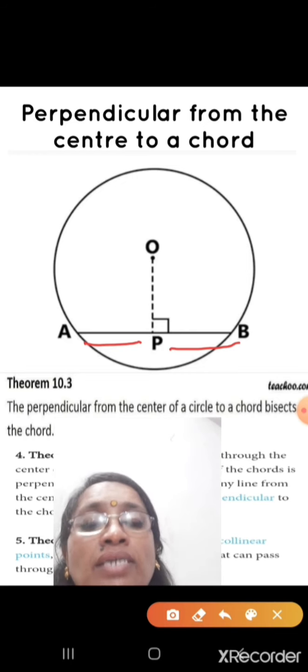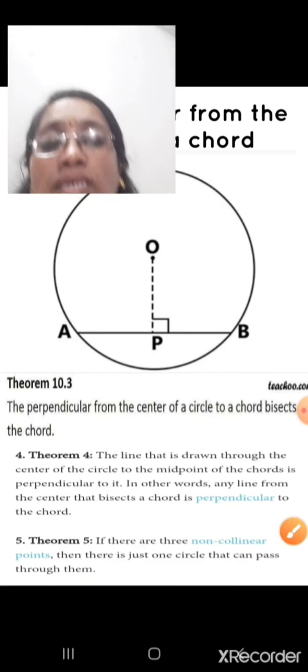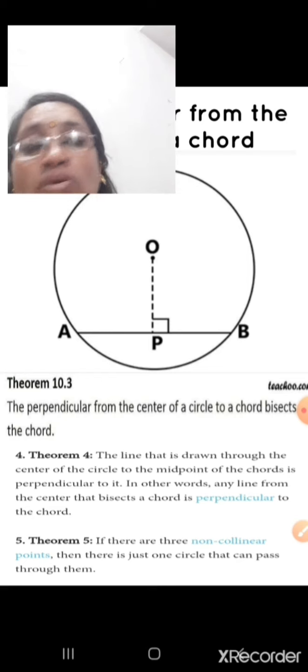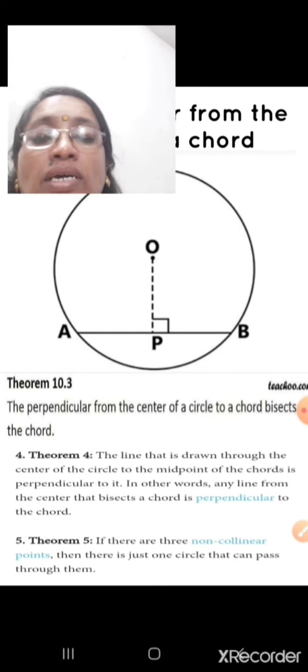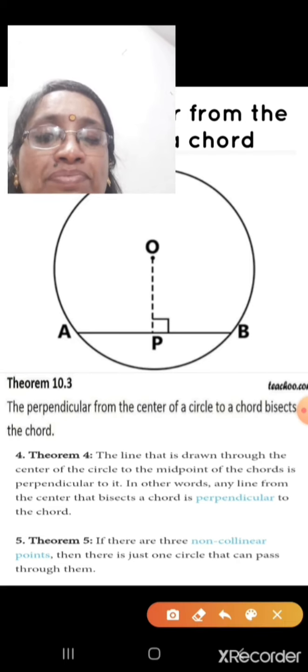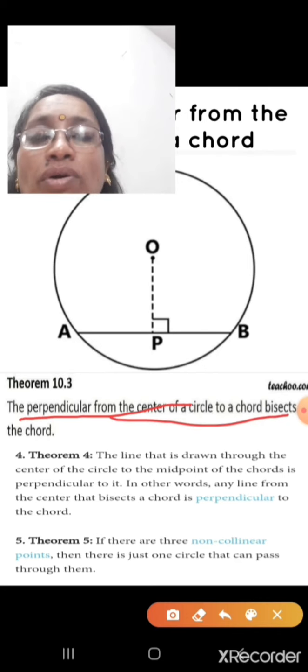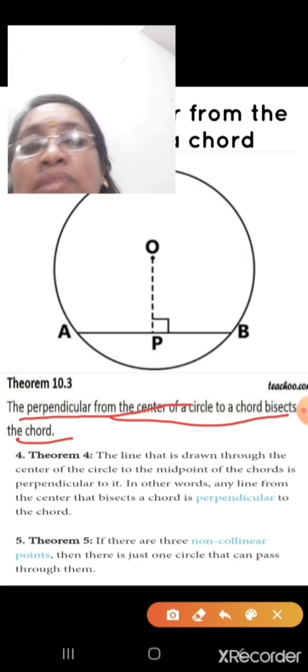That is the next theorem: the perpendicular from the center of a circle to a chord bisects the chord. This is an important theorem. We apply this theorem to prove so many questions. So the statement of 10.3 is like this: the perpendicular drawn from the center of a circle to a chord bisects the chord. This is the third theorem. You are not supposed to study the proof of this theorem, only the statement we need.